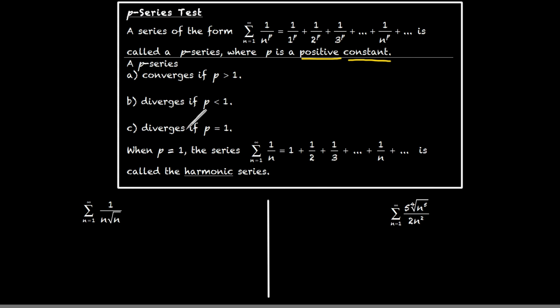And the P series basically says that if the exponent p is greater than 1, then the series is going to automatically converge. If p is less than 1, it's going to automatically diverge. If p is equal to 1, that is going to automatically diverge. When p is equal to 1, you have the series 1 over n, which is 1 plus 1 over 2 plus 1 over 3 plus 1 over 4, dot, dot, dot. That is a special version of the P series called the Harmonic series, and that is always going to diverge.